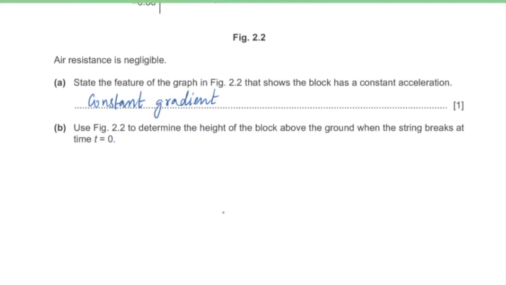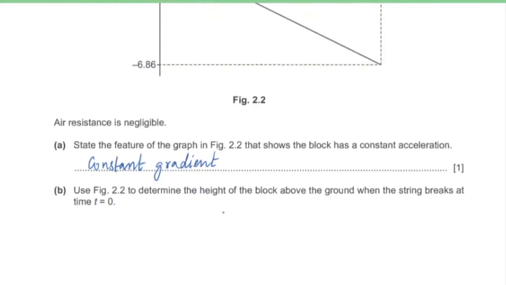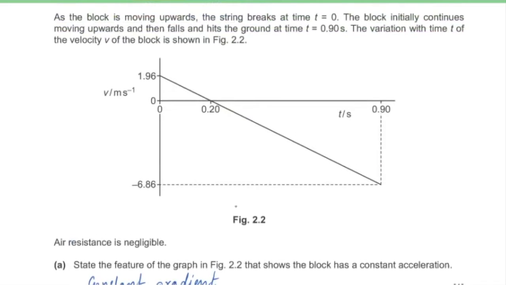Part B, use figure 2.2 to determine the height of the block above the ground when the string breaks at time t = 0. Okay, let's come back to figure 2.2. From t = 0 to t = 0.2 seconds, there is constant deceleration until speed equals 0. Final speed is 0, which tells us that this part of the graph is the block's motion vertically upwards, because when it reaches its maximum height, its final speed is going to be 0.